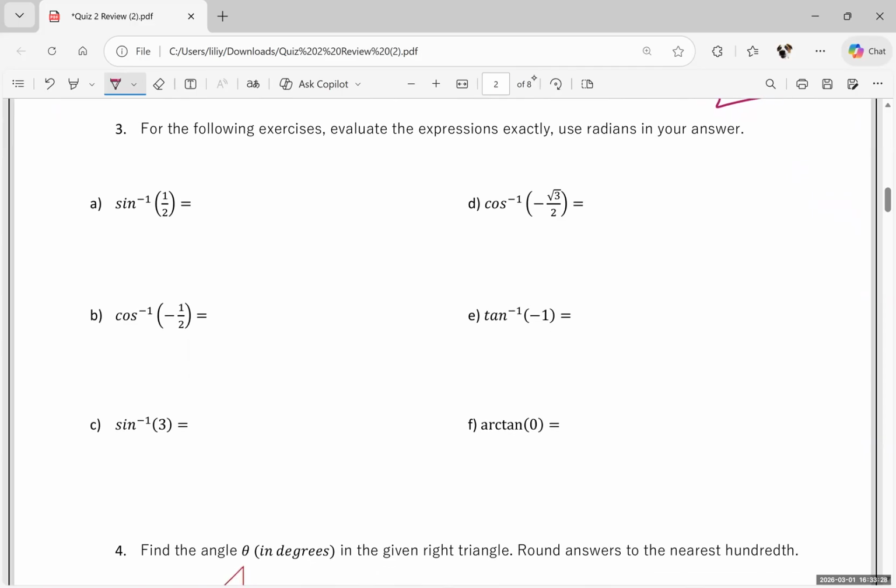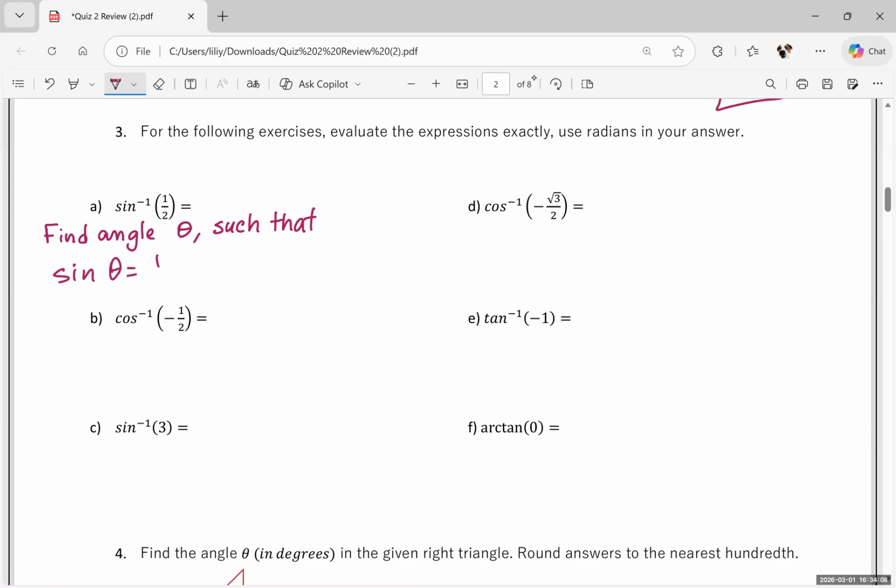For the following exercises, evaluate the expressions exactly, use radians in your answer. So this is just a unit circle exercise, and you need to ask yourself, what is it that you're finding? Here, because it's all inverse functions, you're finding the angle of the value that gives you the sine of whatever is inside that parenthesis. So for the first one, I'm not going to write it for every one of them, but for the first one, you will be finding, so find angle theta such that sine of theta equals 1/2.